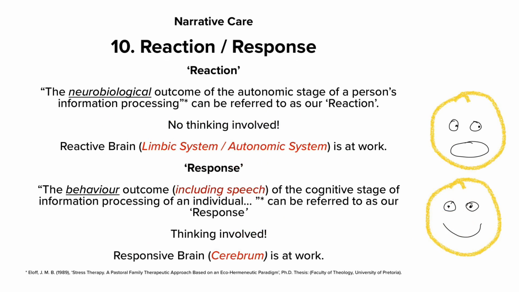Reaction and response. Reaction. The neurobiological outcome of the autonomic stage of a person's information processing can be referred to as our reaction. There is no thinking involved. Our reactive brain or limbic system or autonomic system is at work. Response. The behavior outcome, including speech behavior, of the cognitive stage of information processing of an individual can be referred to as our response. Thinking is involved. The responsive brain or cerebrum is at work.